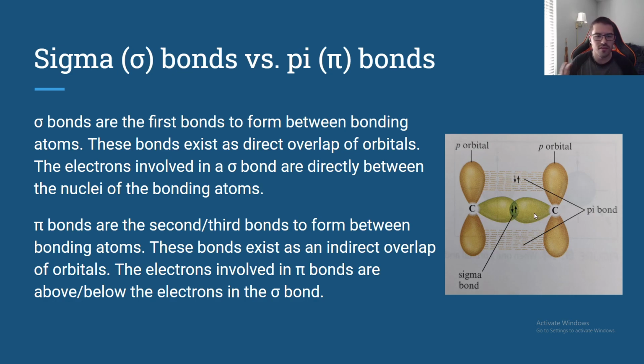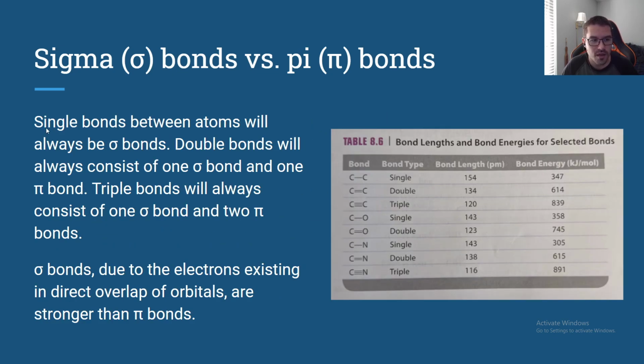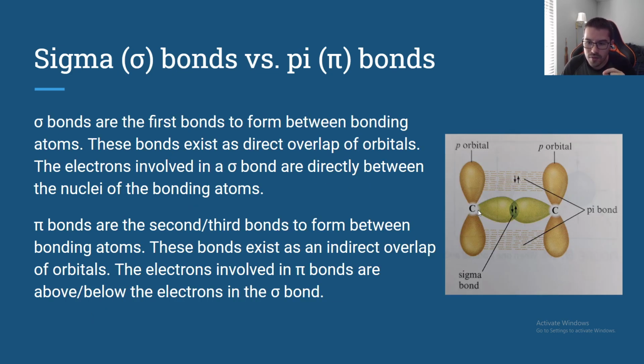Once again, these details are really complicated, okay? So I don't need you to necessarily know everything there is to know about sigma and pi bonds. Here's what you really do need to know, okay? Single bonds will always be sigma bonds, okay? So the first bond that forms between two atoms, whether that's carbon and carbon or carbon and oxygen or oxygen and oxygen, the single bond is always going to be a sigma bond, okay? So there's going to be some direct overlap and the electrons are going to be directly between the nuclei.